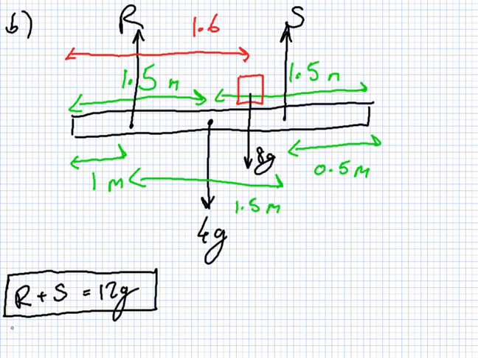R plus S equals 12g. And then the second one we can use is turning forces. So what point should we use as our turning point? We can use A, we can use B, we could use a point where C is, a point where D is. I usually use this point here, but I know it's okay to use this point. I think we'll be a little quicker if we use this point here.